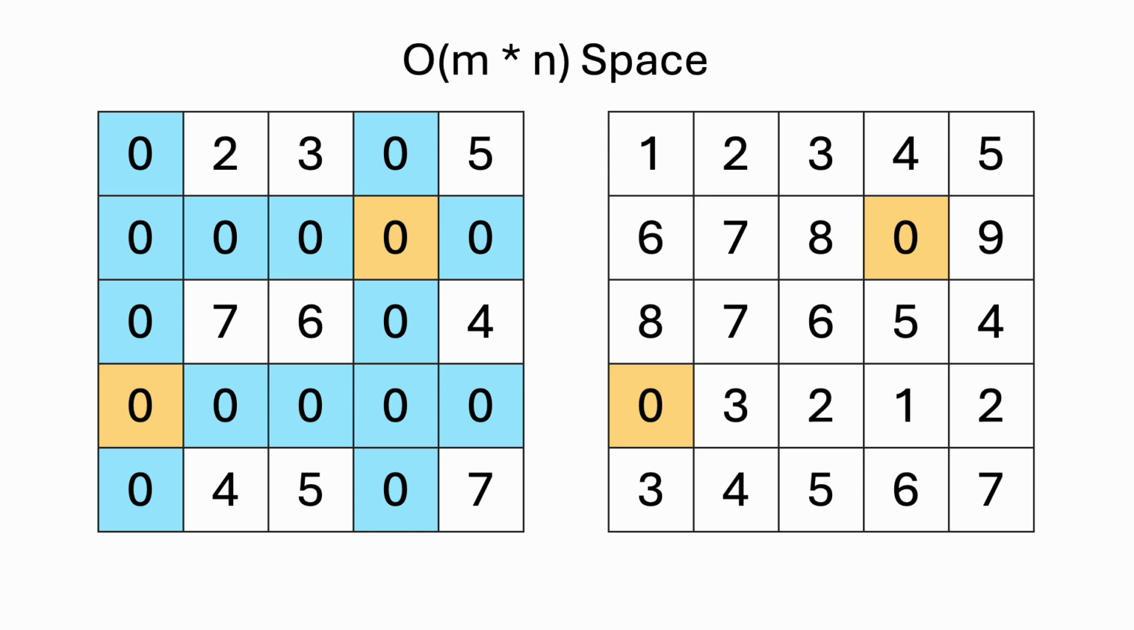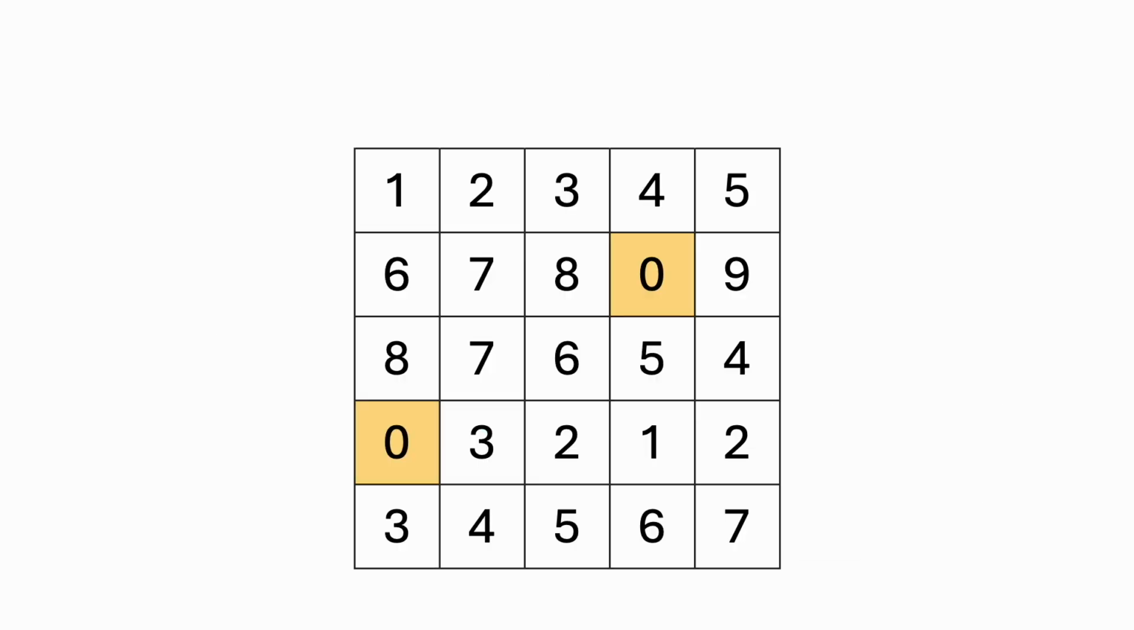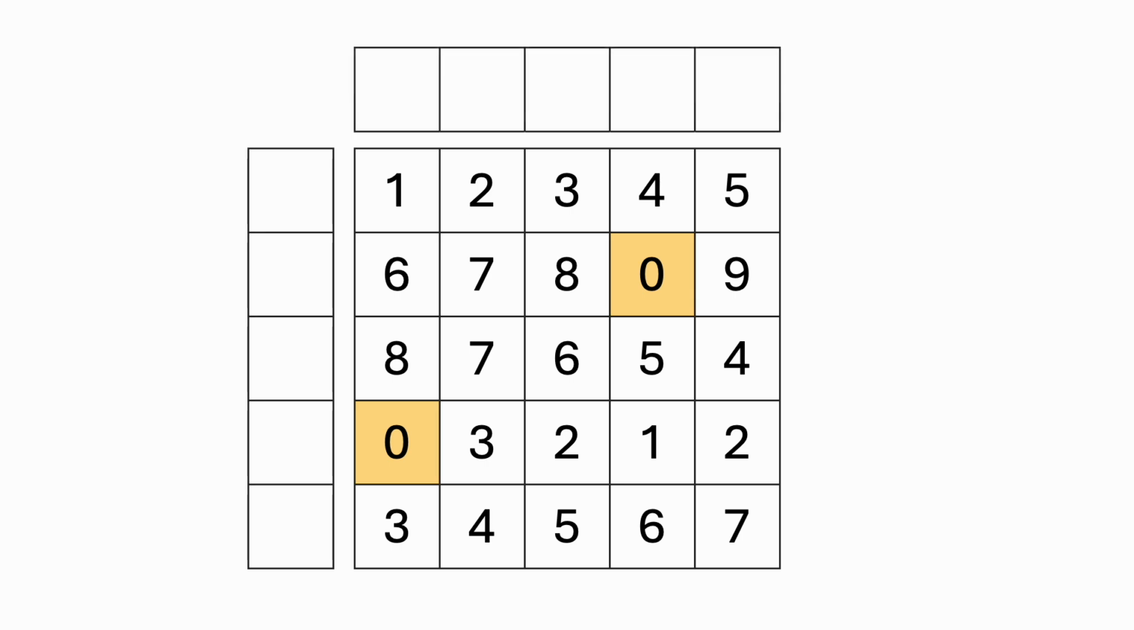All we need is just one indicator per row and per column to indicate whether that row or column needs to be zeroed out. So an improved version would only use two arrays. The one on the left will indicate whether each row needs to be zeroed, and the one on the top will indicate whether each column needs to be zeroed. So let's traverse the array the same way we did before, but now when we hit a 0, we'll update the corresponding indicators for this row and column. And this can be a Boolean value like true.